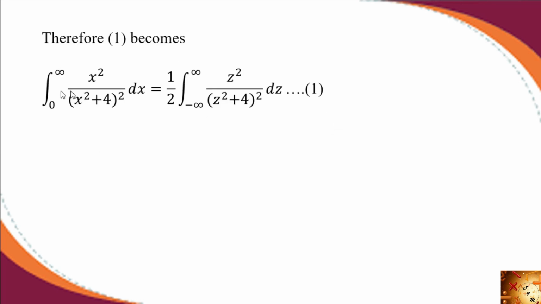Therefore, equation 1 will be integral 0 to infinity x square divided by x square plus 4 the whole square dx is equal to 1 by 2 into integral minus infinity to infinity, that is integral over c z square divided by z square plus 4 the whole square dz as 2 pi i into sum of residues, that is 2 pi i into minus i by 16. So the answer is pi by 8. This is the method to evaluate this type of integral using residue theorem.